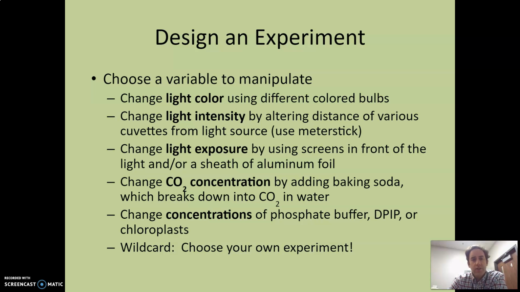So remember, in your control cuvette, you're adding 1 ml of water. And so you could add carbon dioxide in the form of baking soda, which breaks down into carbon dioxide. So instead of adding 1 ml of water, you could add 1 ml of carbon dioxide, or half a ml of carbon dioxide, half a ml of water, 1/4 ml carbon dioxide, 3/4 ml of water, keeping the volume of that 1 ml constant. You could also change concentrations of the phosphate buffer, the DPIP, or the chloroplast in some way if you want. Or if there's something that we haven't thought about, you could come up with your own idea.